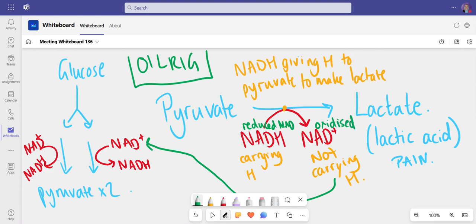Here we can say NADH is giving the hydrogen to pyruvate, therefore the pyruvate is gaining, so the pyruvate is being reduced in order to make lactate. Okay, another label we could add is that NADH is losing the hydrogen, so we could say it's being dehydrogenated. So the NADH is dehydrogenated because it loses the hydrogen. You could say that the NAD has been oxidized because it's lost the hydrogen at that point.